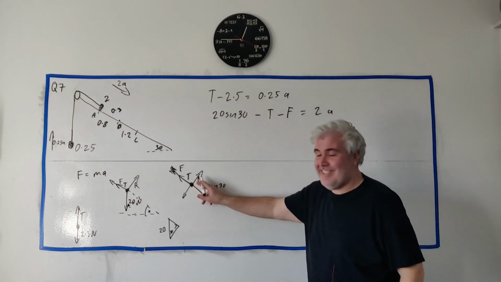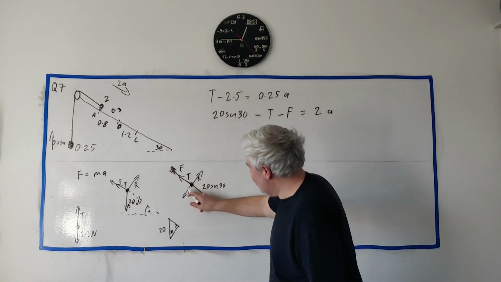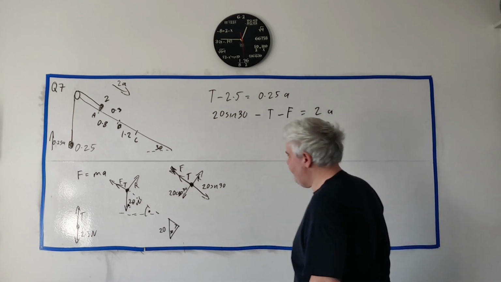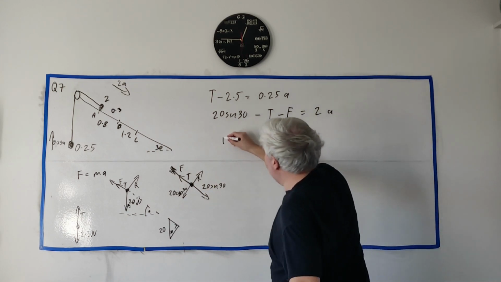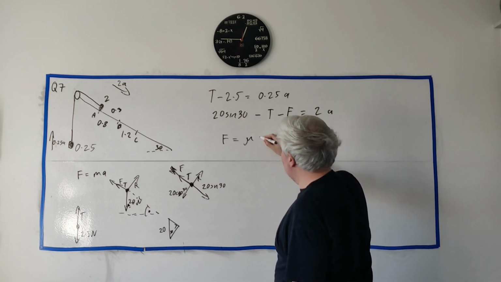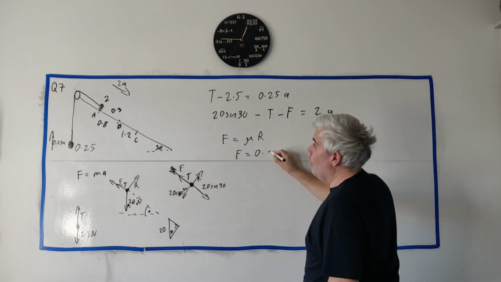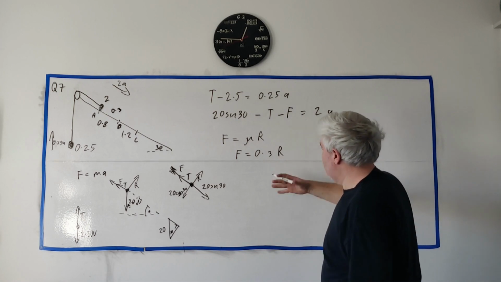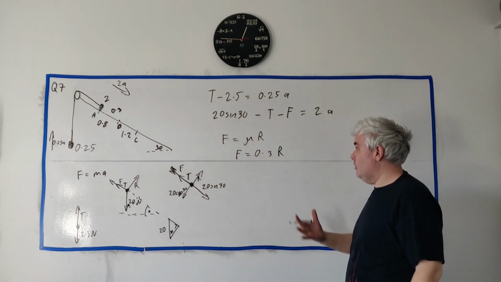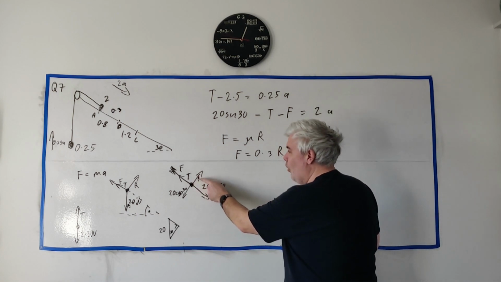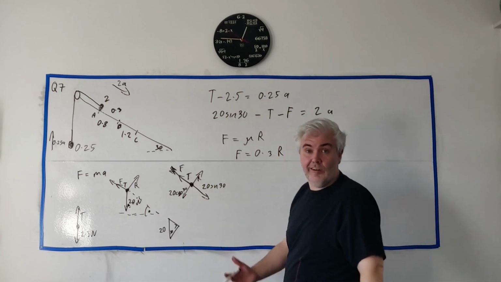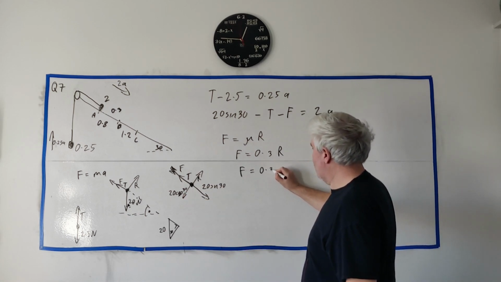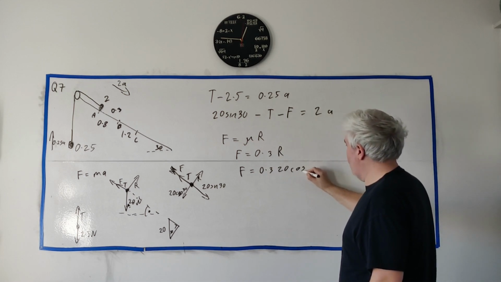And sorry, we did use these two ideas here. So what this component would be 20 cosine 30. Because we need this because F is equal to mu R, F is equal to 0.3 R. That was the coefficient here, 0.3. So we need to try and find F. So we need to find R. And like I just said, these two have to equal 0. So R must equal this guy. So F must equal 0.3 times 20 times cosine 30.